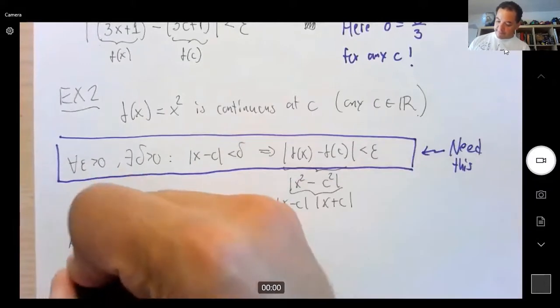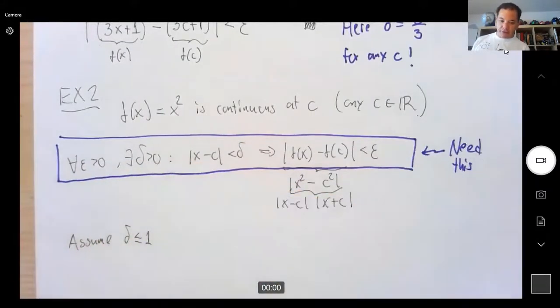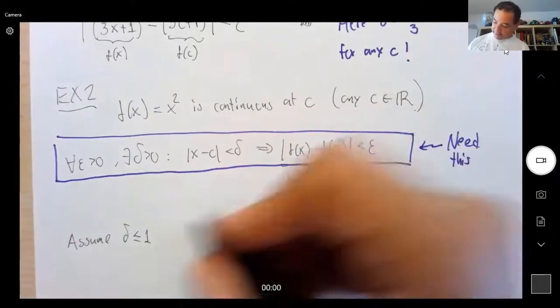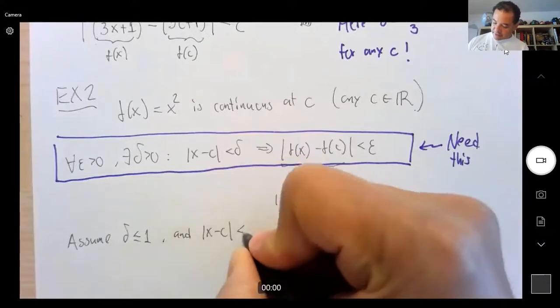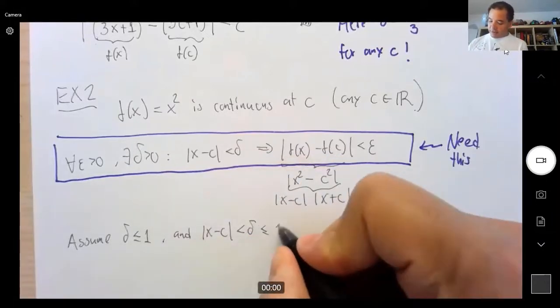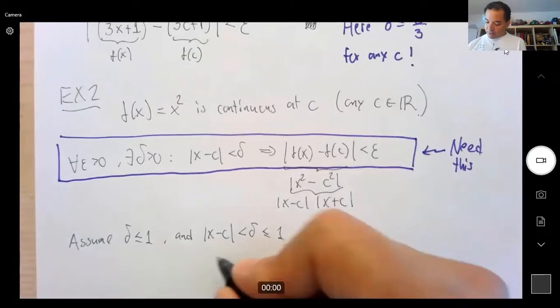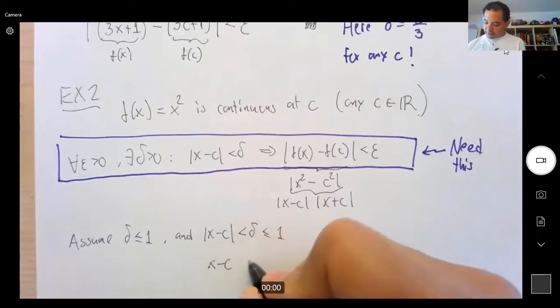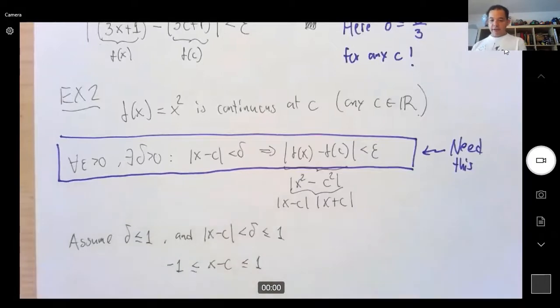So assume delta is less than or equal to 1, right? And |x minus c| is less than delta. Well, because delta is less than or equal to 1, this is going to be less than 1. And then that means the following. It means that x minus c is between 1 and negative 1, right?